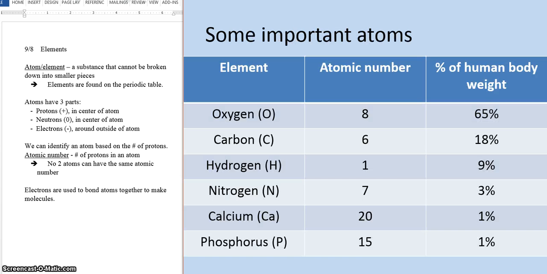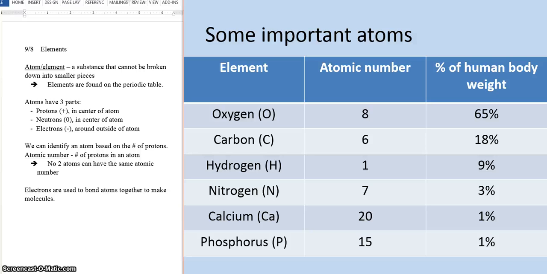Here are some important atoms. We're not going to write them down right now. You could look it up online if you really wanted to know, but just to kind of give you an idea of what atoms are important in living things. Oxygen, carbon, hydrogen, and nitrogen are the top 4. They're the most important. There are some other ones that are also important, like calcium and phosphorus and sodium and chlorine. We're going to see a couple of those in a second.